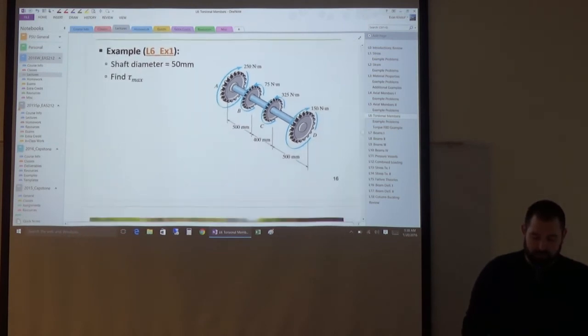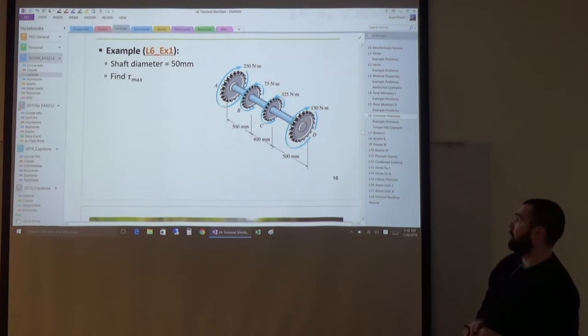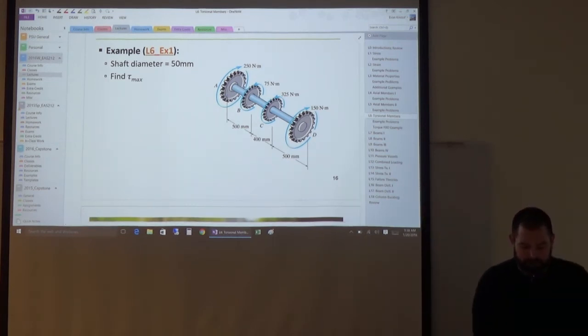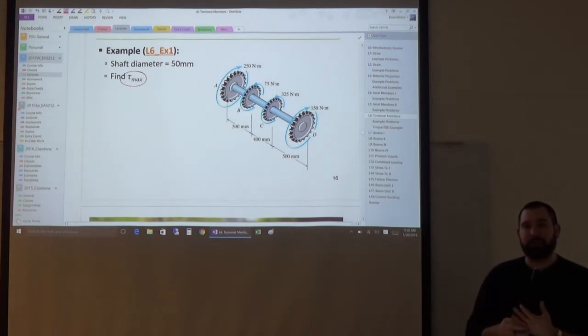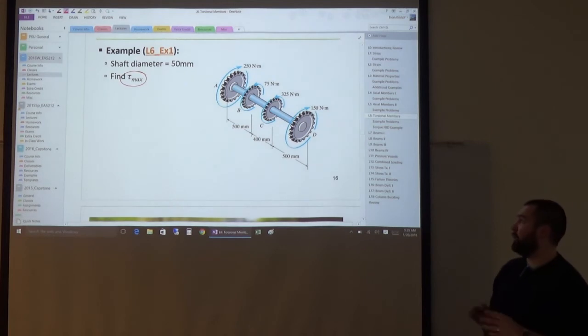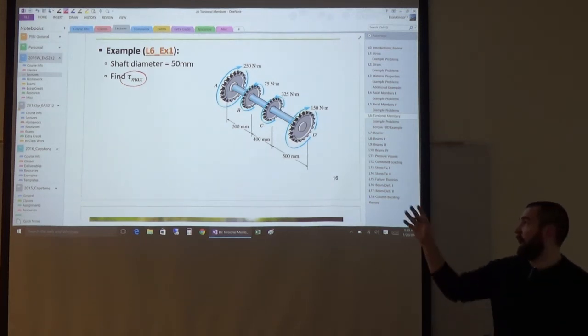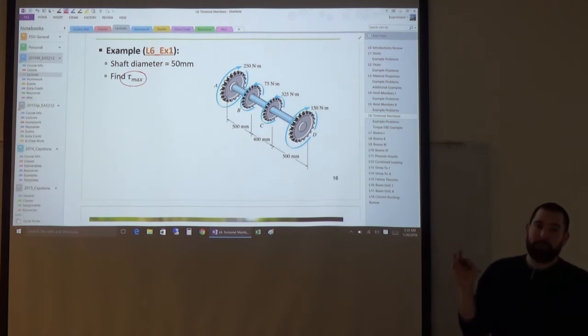All right, so this example, or something like it, is provided online as well. I don't think it's the exact same example, but it's pretty similar. Here it's asking you to find tau max. One thing about shear stresses that's a bit different than normal stresses is that usually the sign of the shear stress is not as important. So if it asks you for the maximum shear stress, it usually means the largest magnitude of shear stress. So just keep that in mind.